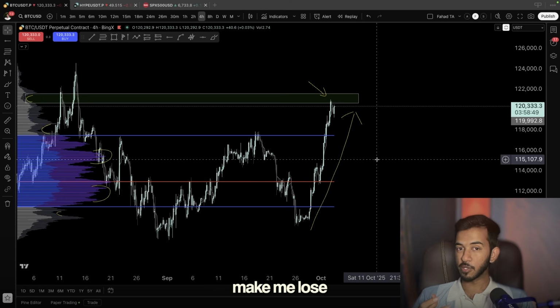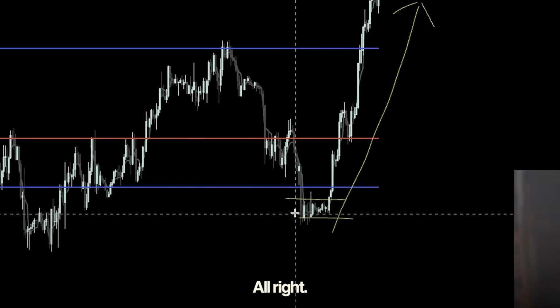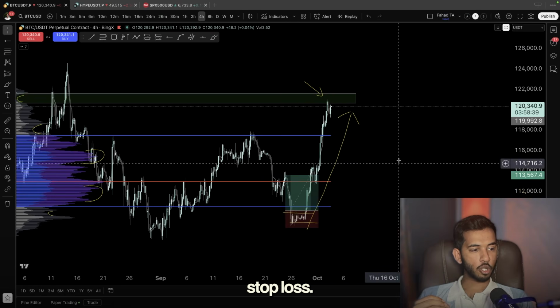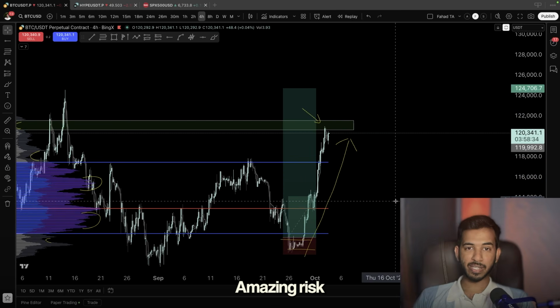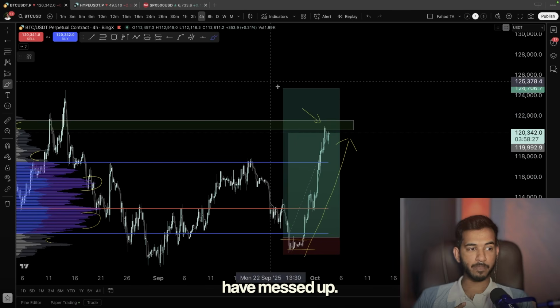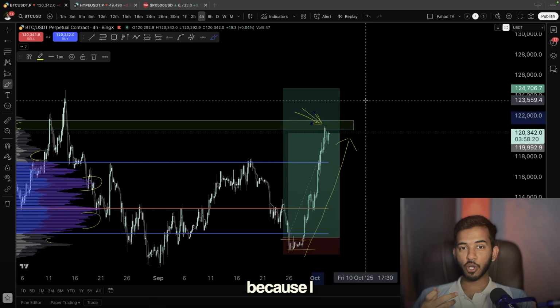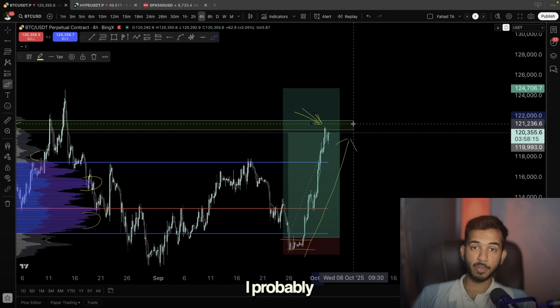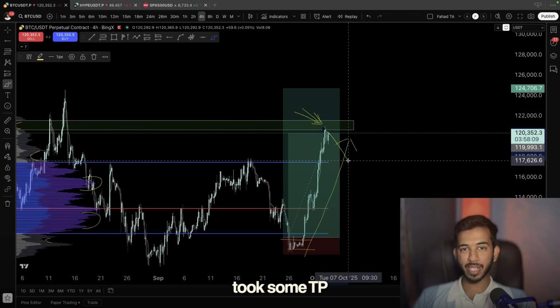Now, how did this make me lose money? That's because every time I got a great entry, let's say I took a long trade here. So this is going to be my entry. This was my stop loss. And I was targeting, let's say, previous highs. The trade was great. The entry, amazing. Risk to reward, perfect. But if you look at this, this is exactly the area where I could have messed up. There was a great resistance. There was a low volume node. And just because I took the trade, I saw that the market started to move in my favor. I would have ignored this low volume node, or probably I would not have even marked it. And then the market would have reversed right from there. So probably I would have taken some TP, and after that, I would have given back all the profit that I would have made on this trade.